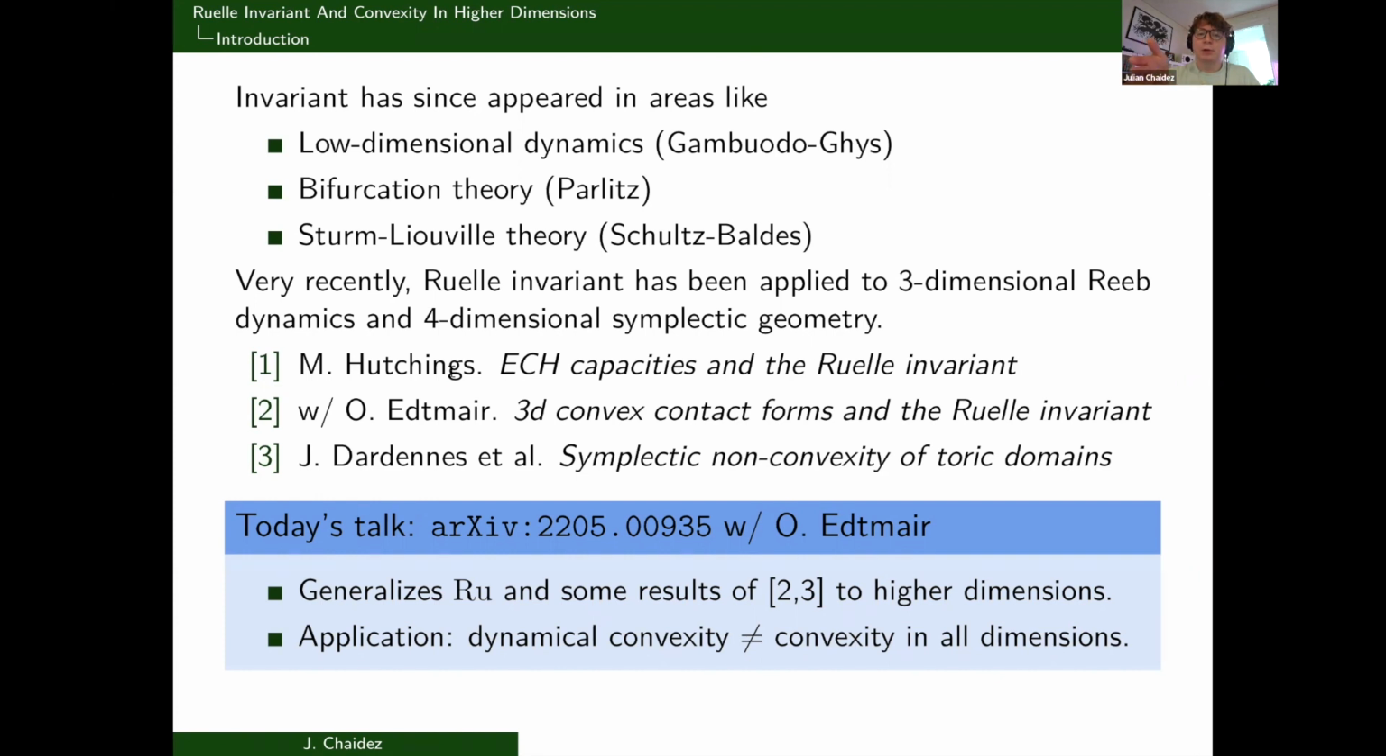this paper, ECH capacities and the Ruelle invariant, where he basically conjectured a relationship between the Ruelle invariant and the subleading term in an asymptotic expansion of the ECH capacities. In this paper he gave some evidence for that in the setting of convex and concave toric domains, or at least some class of toric domains. I don't remember exactly which ones.